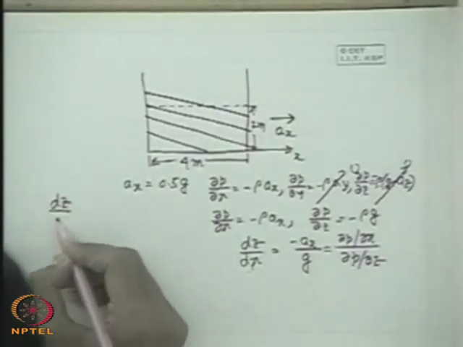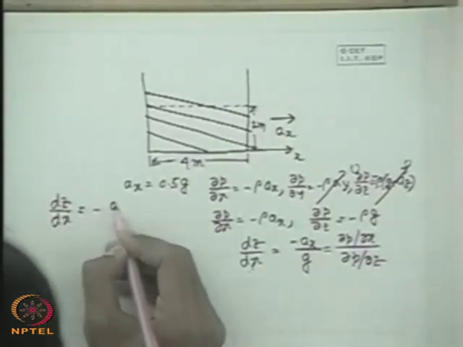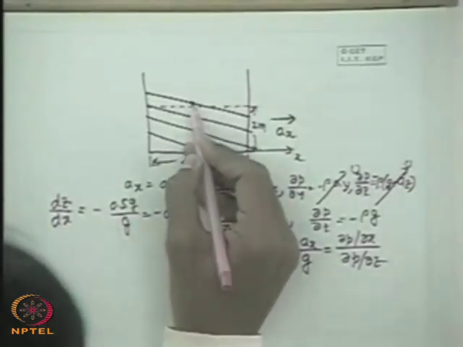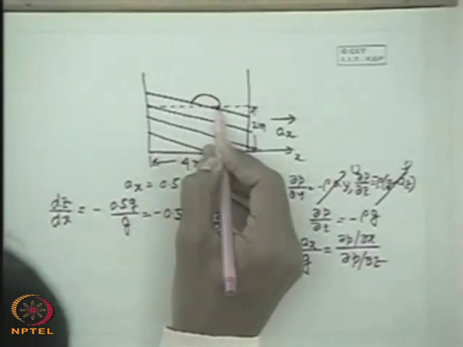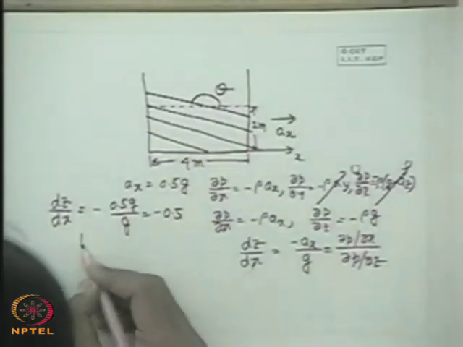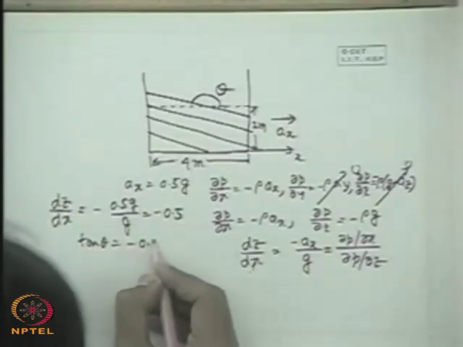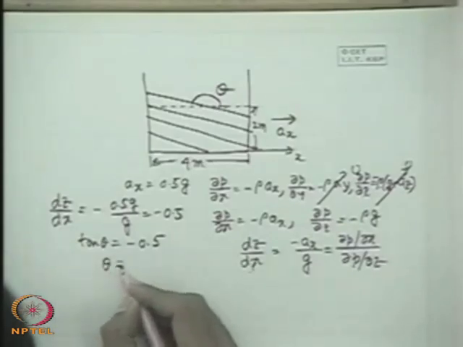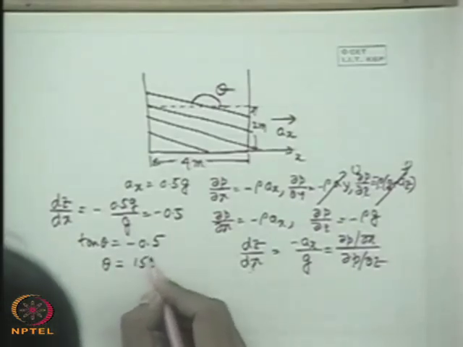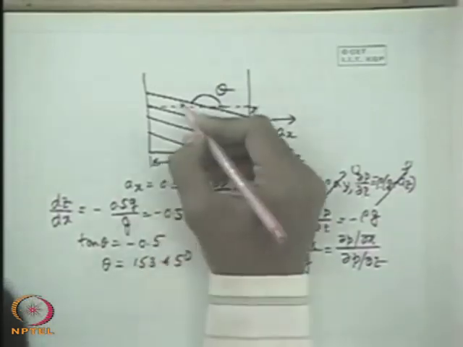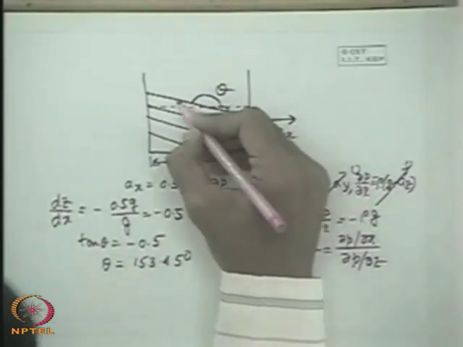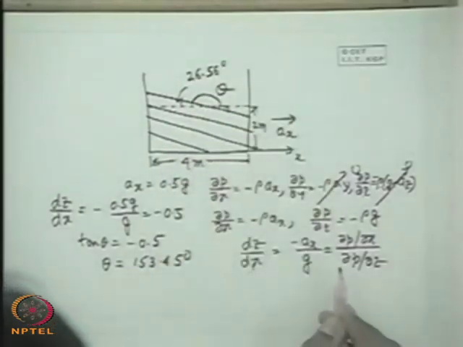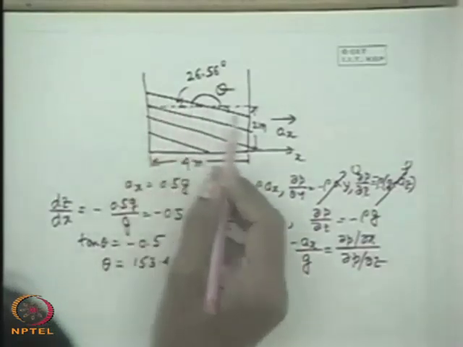So therefore dz dx is equal to minus 0.5 g by g. That means equal to minus 0.5. So if I define this as theta, then tan theta is equal to minus 0.5, and this gives a value of theta. Better I write the value, 153.45 degree. I have solved it. That means this angle is 26.56 degree, which will be required. 26.56 degree. So this is the value.